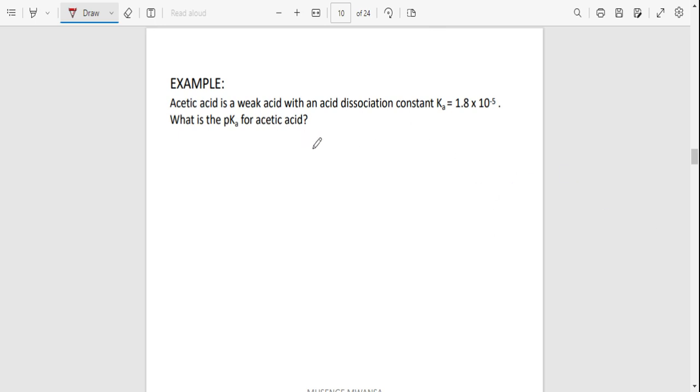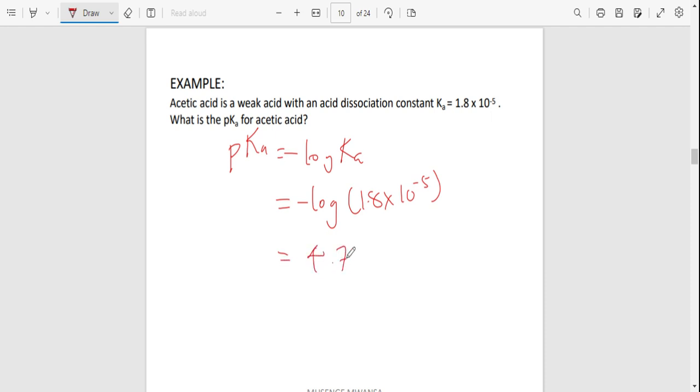So this is an example. Acetic acid is a weak acid with an acid dissociation constant Ka of 1.8 times 10 to the power negative 5. We want to calculate the pKa. So simply we know that pKa is given by negative log of the Ka. Then this is going to give us negative log of 1.8 times 10 to the power negative 5, and this is going to give us about 4.7. All right.